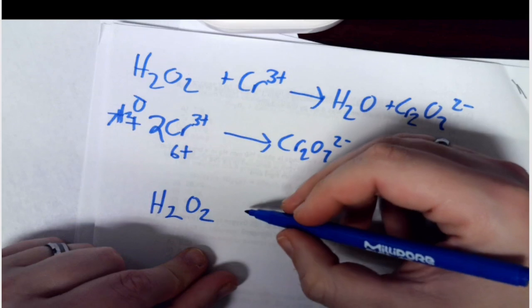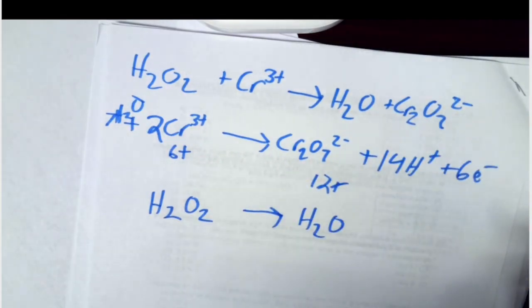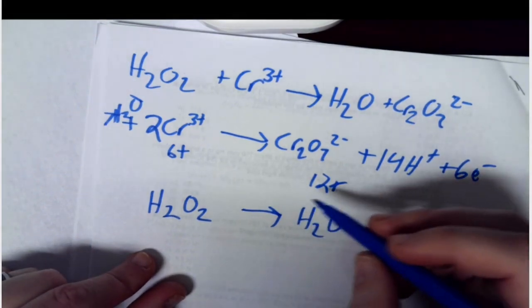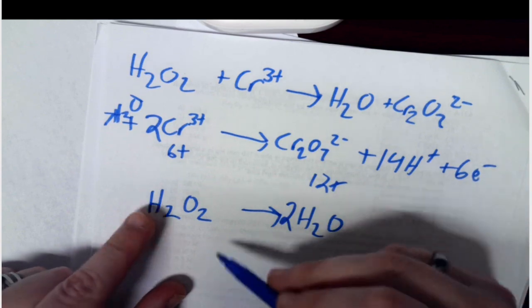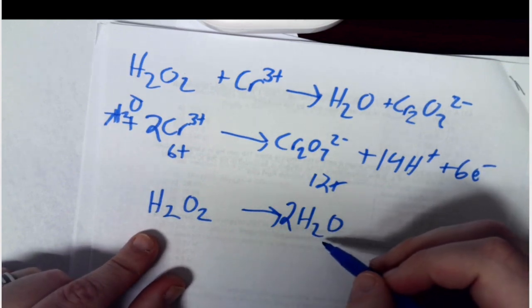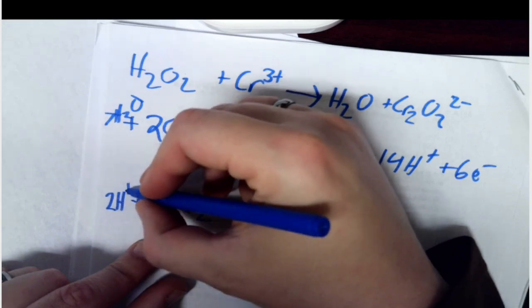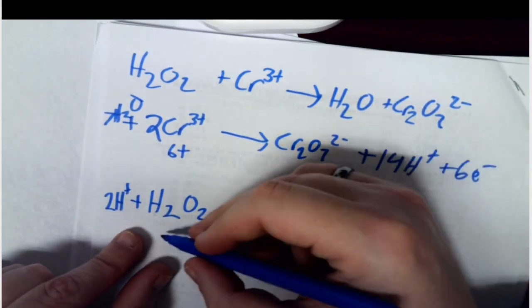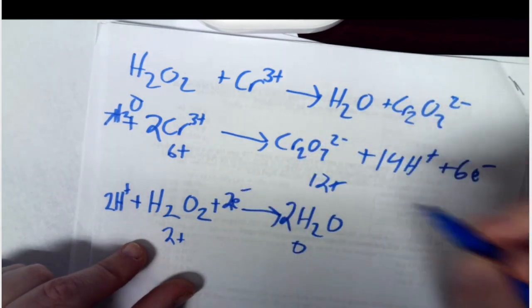Second half reaction. H2O2 goes to H2O. So we're going to add another water. Okay. 2 oxygens, 2 oxygens. 4 hydrogens, 2 hydrogens, so we need 2 H pluses. Charge of 0, charge of 2 plus. We need to add 2 electrons here.